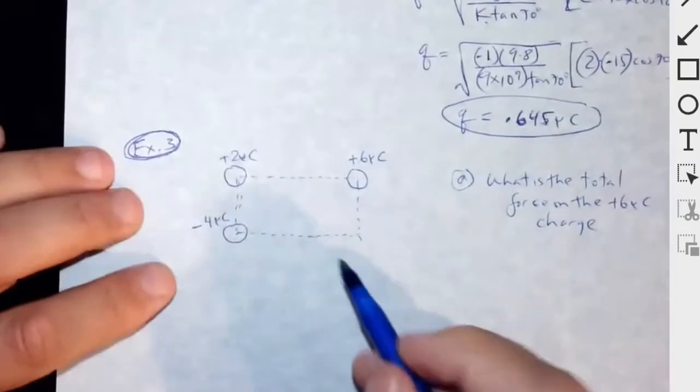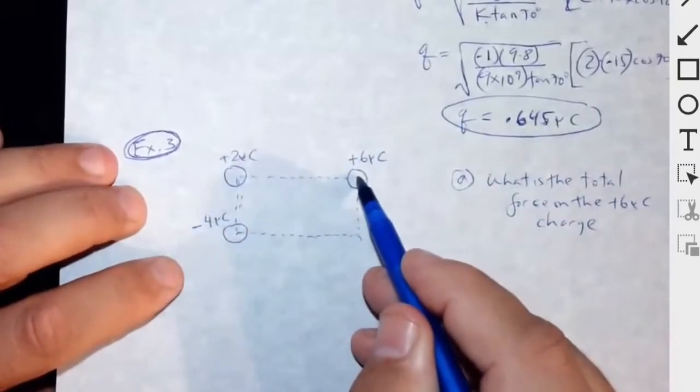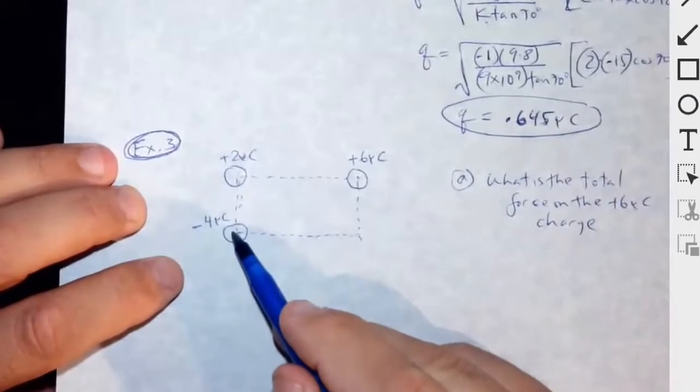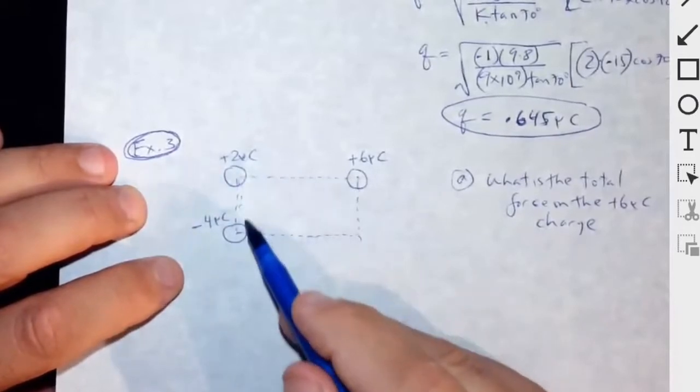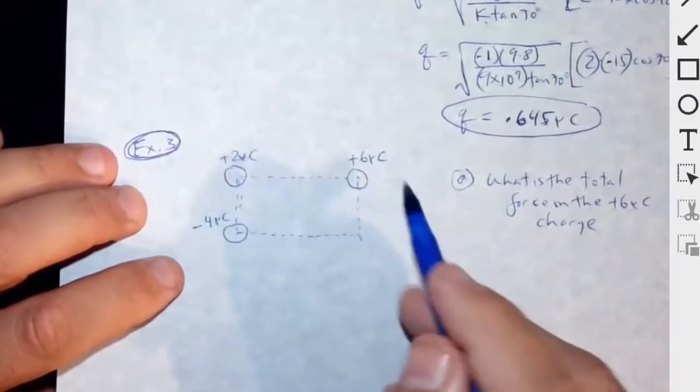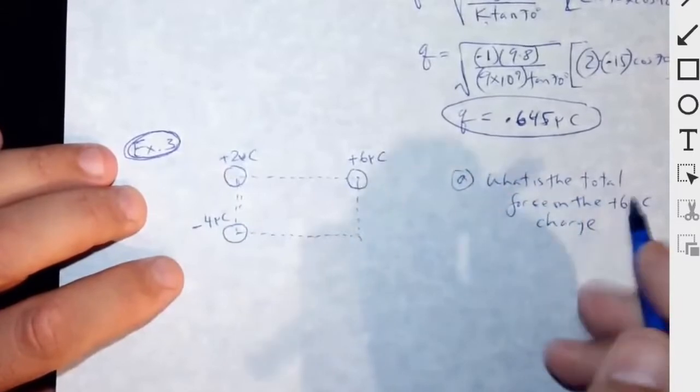So in other words, I want to find the total force on this charge due to those two, right? The total force on that charge. What is the total force on the 6 microcoulomb charge?